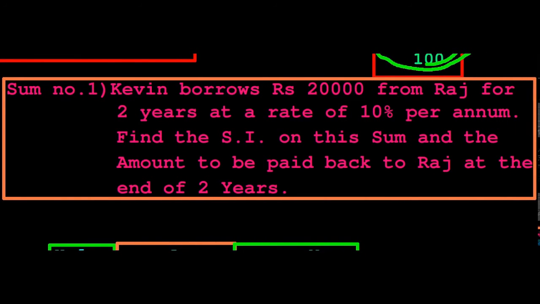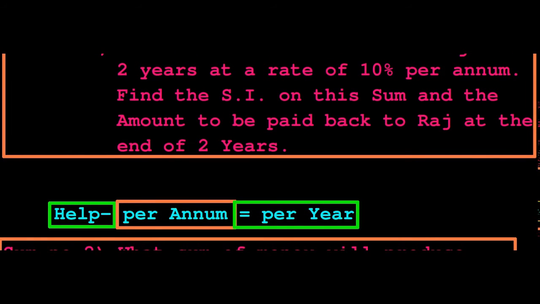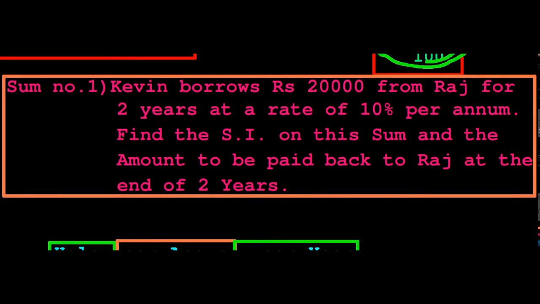Sum number 1. Kevin borrows rupees 20,000 from Raj for 2 years at a rate of 10% per annum. Friends, do you know what per annum means? Per annum means per year. Find the SI, or the simple interest on the sum, and the amount to be paid back to Raj at the end of 2 years.